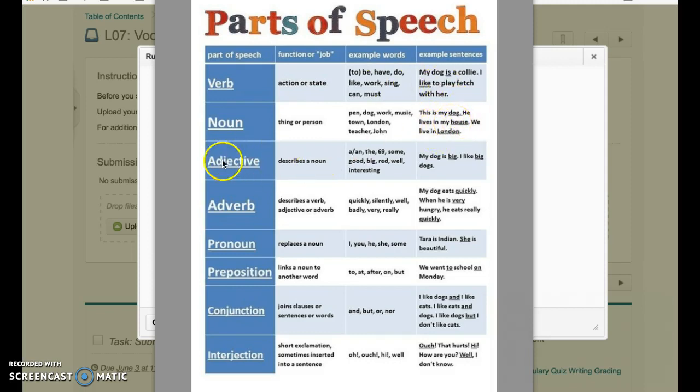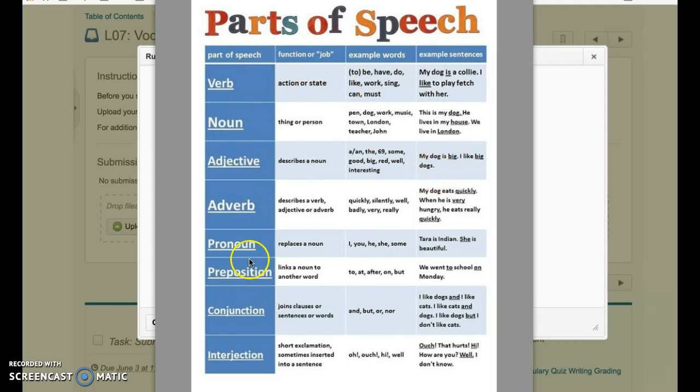As I talked about earlier, an adjective describes a noun, so it explains a little bit about the noun. Here are some examples of adjectives. Red, big, good. My dog is big. There's an adjective. I like big dogs. Once again, big is the adjective describing dogs.